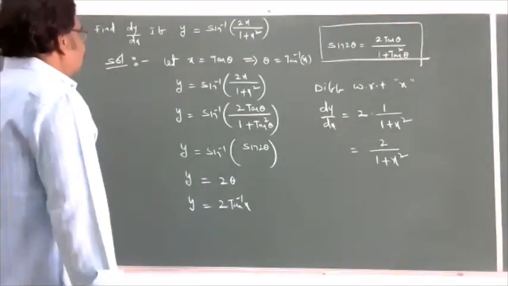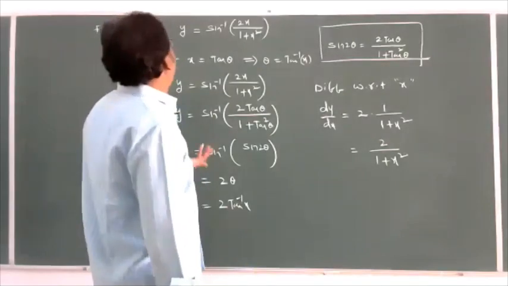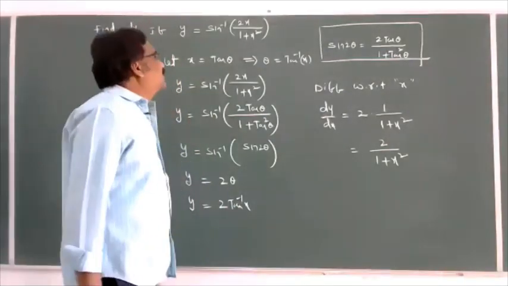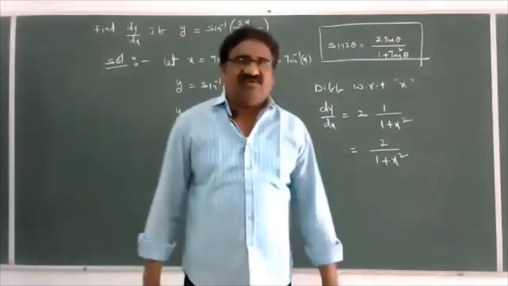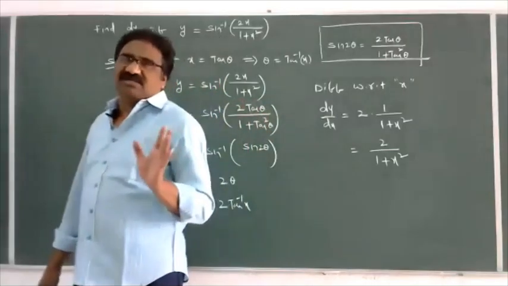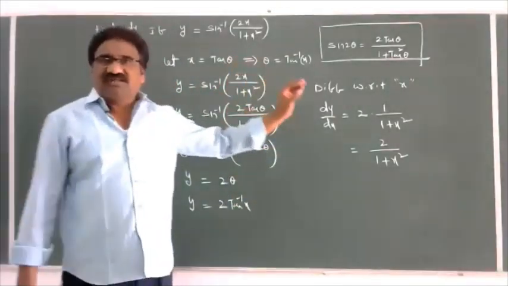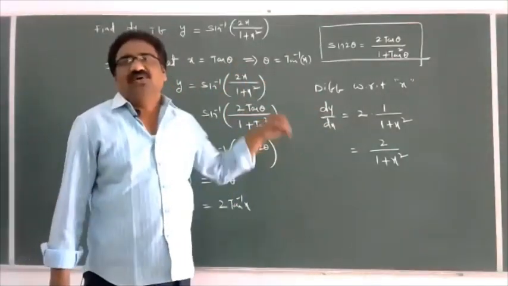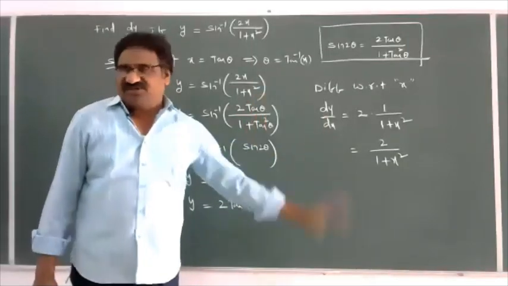This is the process to find the derivative of y is equal to sine inverse of 2x by 1 plus x square by using the substitution method. The substitution method is a very easy process to find the derivative of the given function.